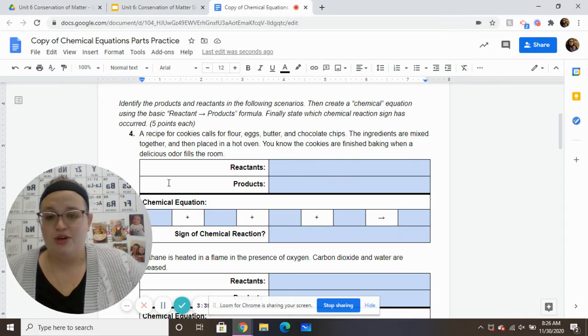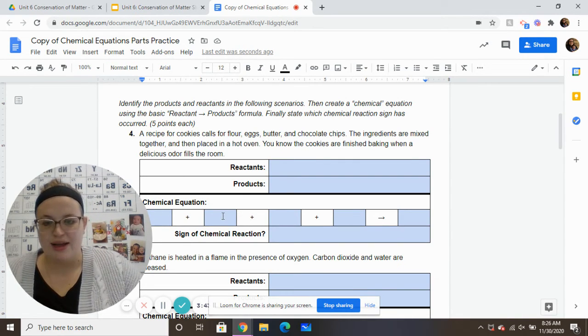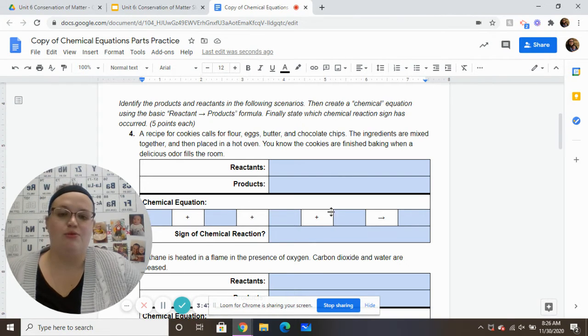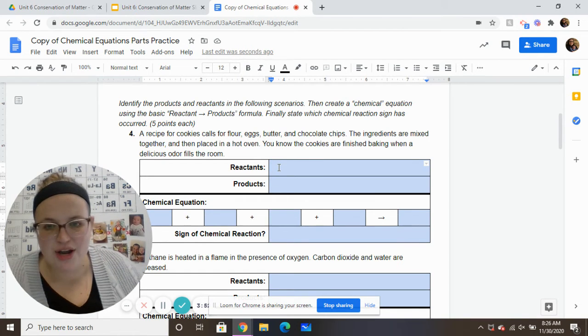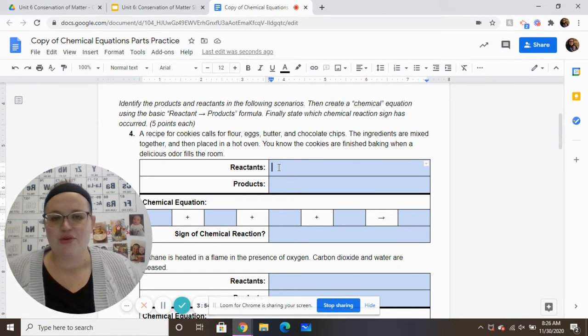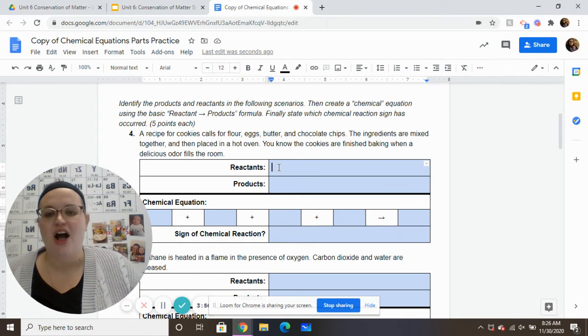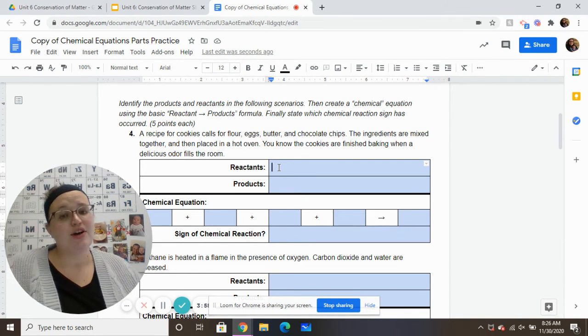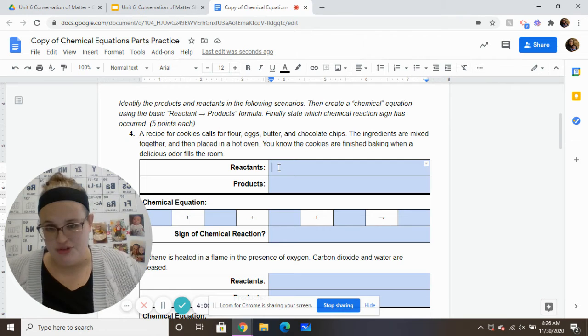Also, if you look at the chemical equation, you'll notice that I put the right number of blanks in for you. So keep that in mind. All your reactants are going to have plus signs between them, and your products is going to have an arrow. So it says a recipe calls for flour, eggs, butter, and chocolate chips. The ingredients are mixed together and then placed in a hot oven. You know the cookies are finished baking when a delicious odor fills the room.